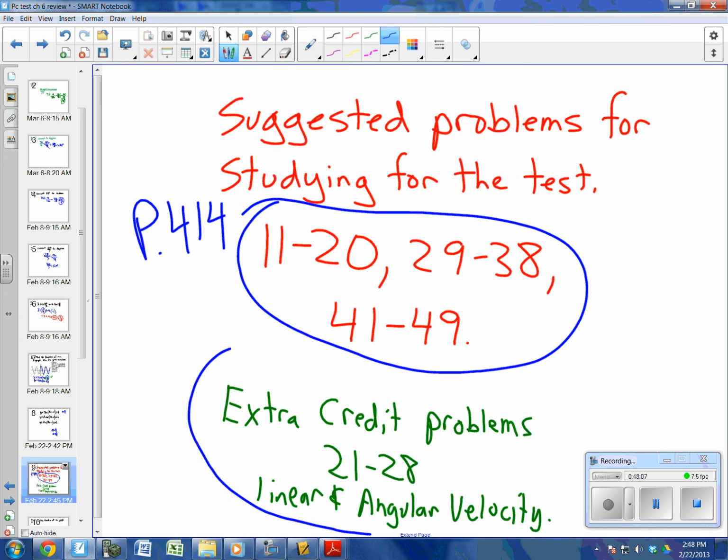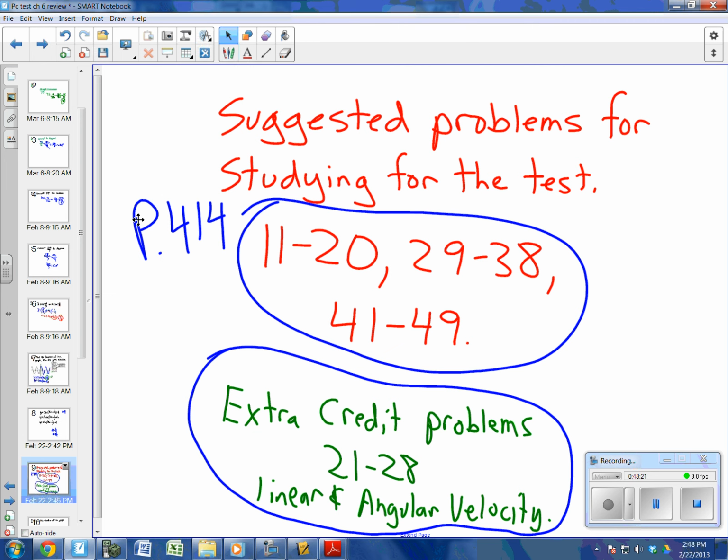If you want to study the angular and linear velocity formulas, they're quite simple formulas. I'm going to put an extra credit problem on the test like those. And those are like 21 through 28. They're just simple formulas if you want to look over those. And you might be able to get some extra credit.